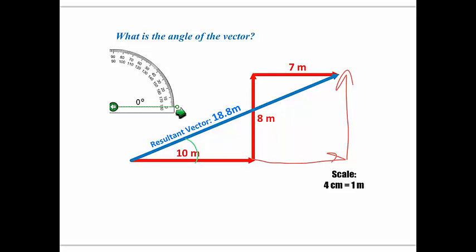Protractors are located on the cart in the front of the room, right by the rulers and the meter stick. So grab a protractor and make a measurement of this angle. This angle represents the direction of the resultant. When it comes to vectors, vectors are described by two numbers: the magnitude, which is the 18.8 meters, and then the angle, whatever we happen to measure.